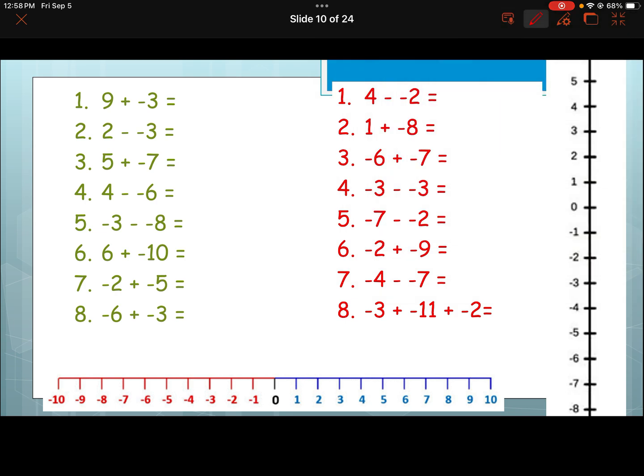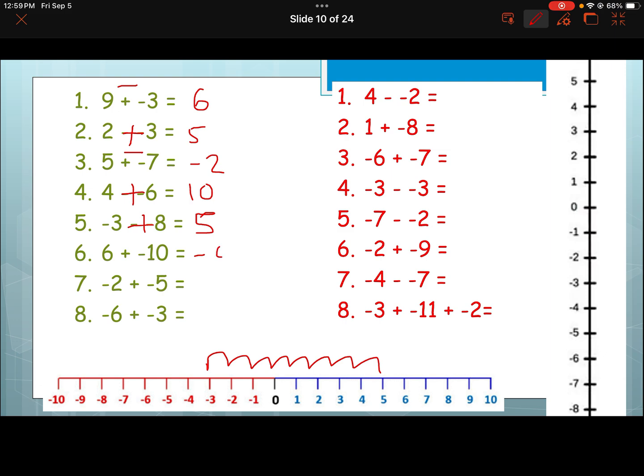Okay, that should be enough time, hopefully. So it says 9 plus -3, which is just 9 minus 3, so that's 6. Here it says 2 plus 3, which is 5. Here it says 5 minus 7, which is -2. Here it says 4 plus 6, which is 10. Right, plus. Here it says -3 minus, so that's a plus. So it's -3 plus 8, which is 5.